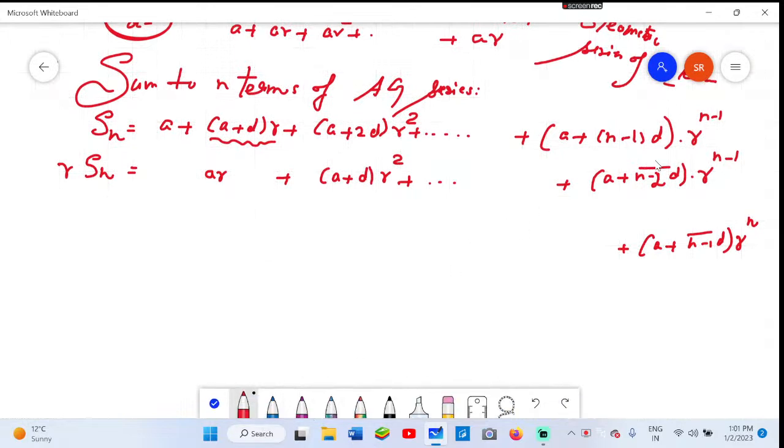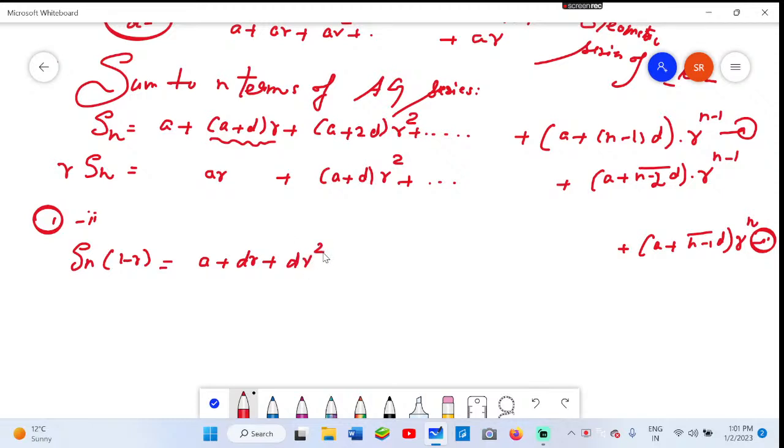Now, see, we call it number 1 and we call it number 2. Now we subtract 1 minus 2. When we subtract, Sn will be common, (1 minus r) Sn. This is equal to, when we subtract, this a is retained as such. Then ar minus ar will be cancelled. What remains behind? Only dr plus dr. And here ar square will be cancelled. 2dr square minus dr square becomes only dr square.